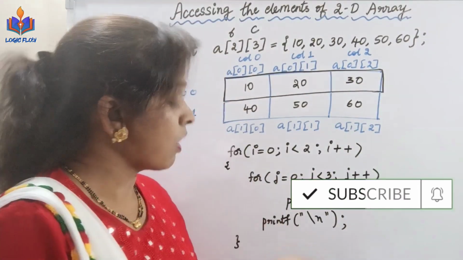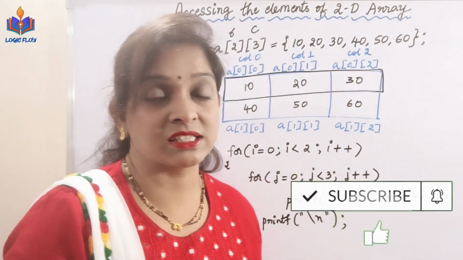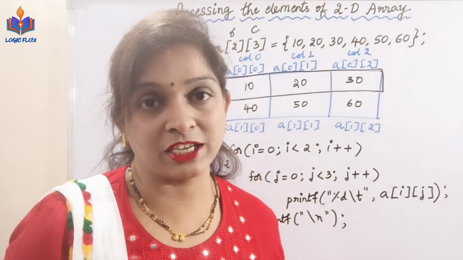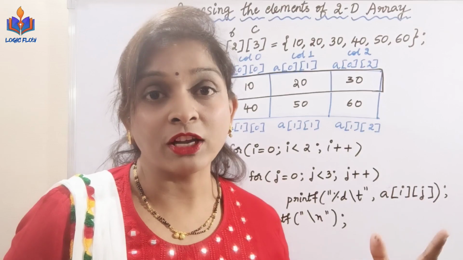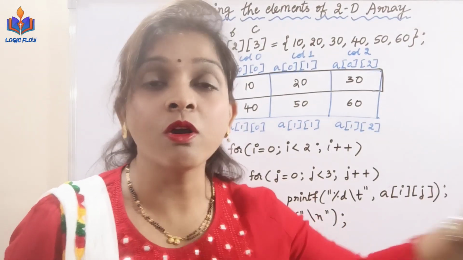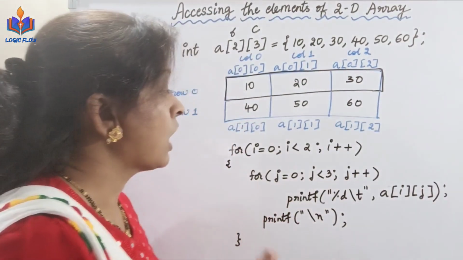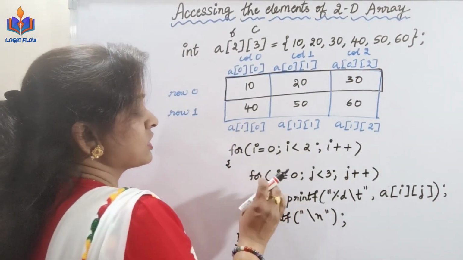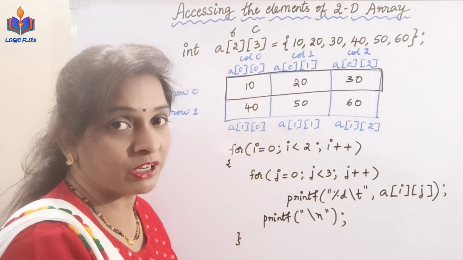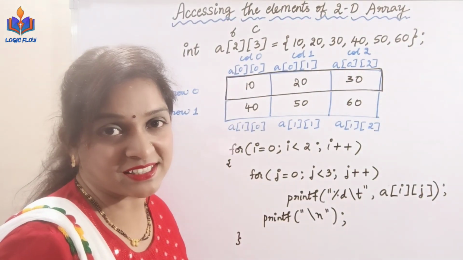Right? So how to print this, how to access this? For that, obviously, we have to make use of a nested loop. Two loops. One loop should take care of rows, the other loop should take care of columns. So let us see how to access this. This is the nested loop concept. Again, the nested loop concept was covered in the previous video. Please do check out the playlist.